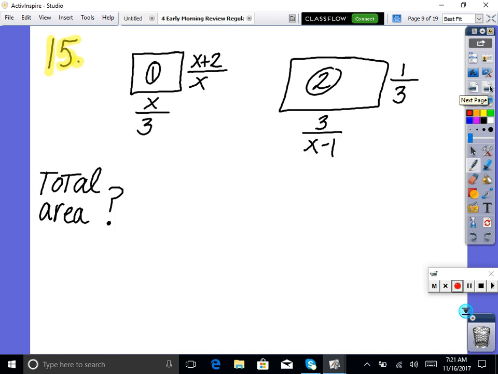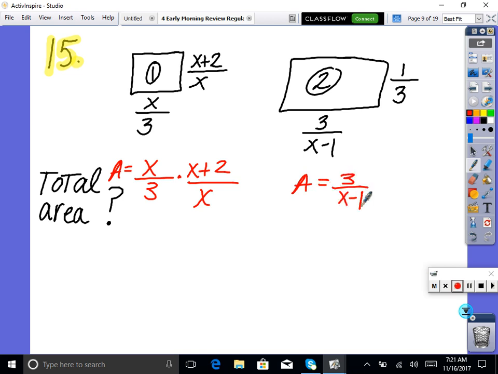Okay. All right, if I said to you, find the total area of these two pieces of the puzzle here. How do you find the area of this one? Length times width. So we would say x over 3 times x plus 2 over x, right? There's my area here. What's my area over here? You would do 3 over x minus 1 times 1 over 3. Now simplify those individually. Don't the x's divide out? So then my area over here would be x plus 2 over 3.